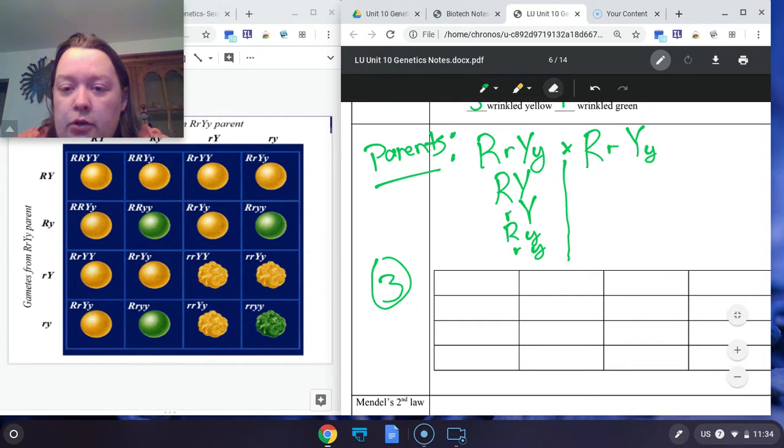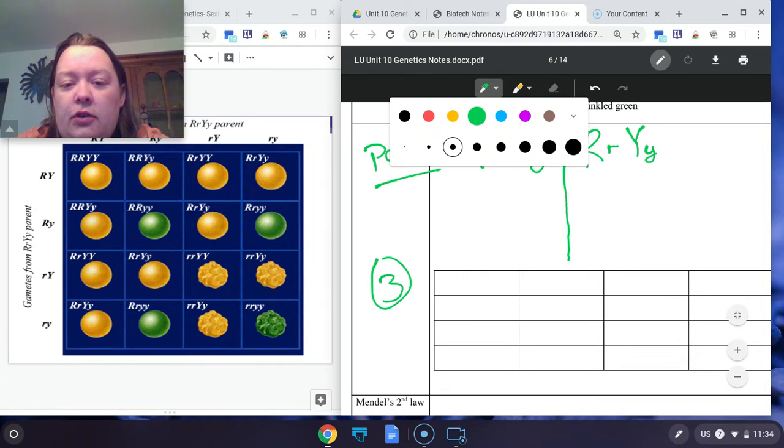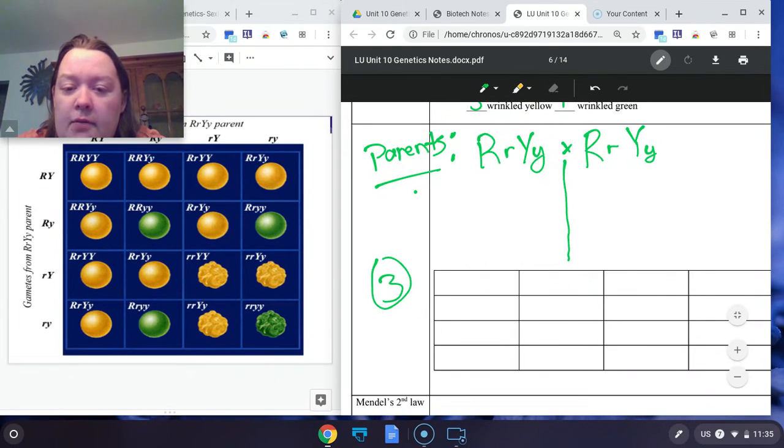So I'm going to do that one more time. And this one is just looking at it and figuring out all the different combinations you could have. So here, I could have a big R being passed down with a big Y, or the parent could pass down a little r with a big Y, or a little r and a little y, or what's our last one?